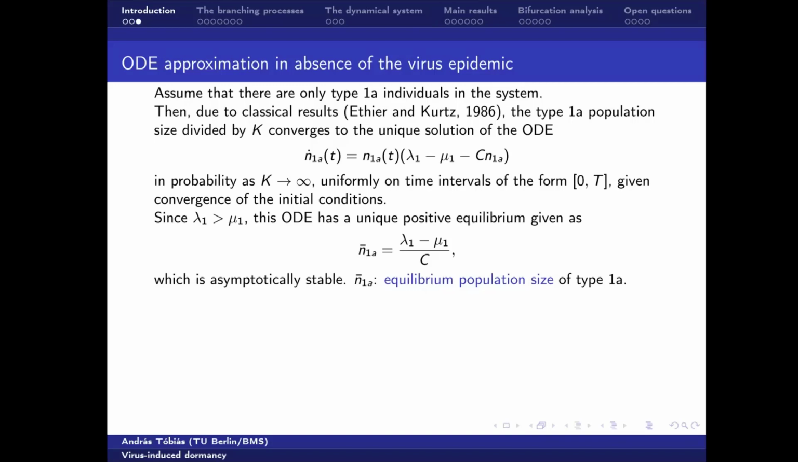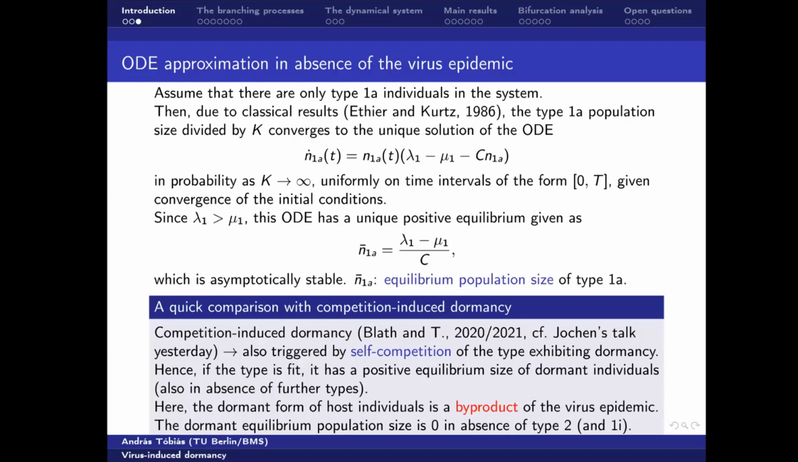And the other one is M1A bar equal to lambda 1 minus mu1 divided by C. This always exists if lambda 1 is greater than mu1. And it's also asymptotically stable. So any positive solution with a positive initial condition will converge to this equilibrium. And this we call the equilibrium size of type 1A.